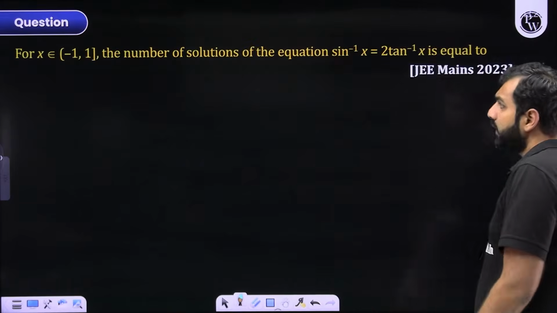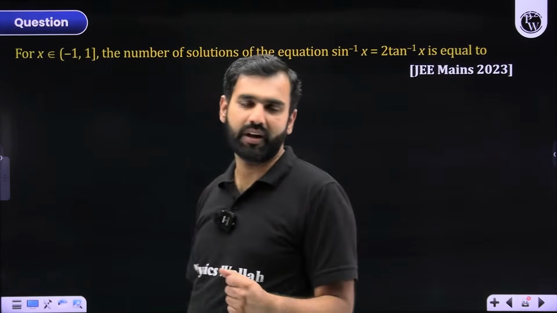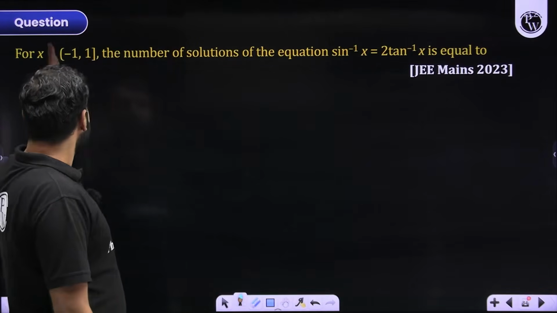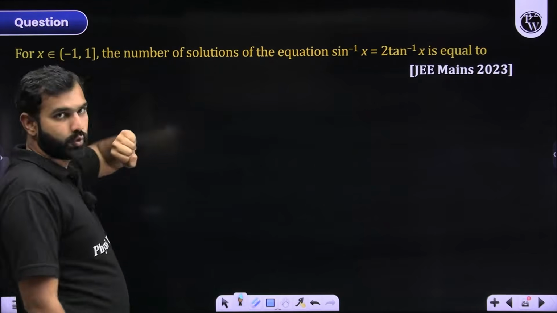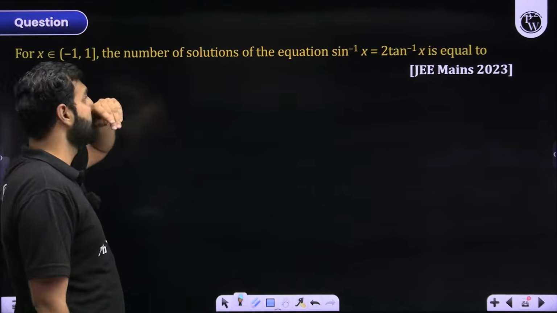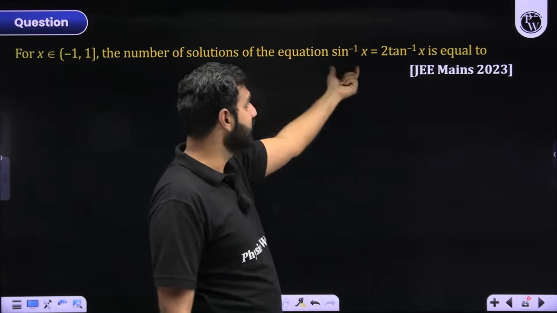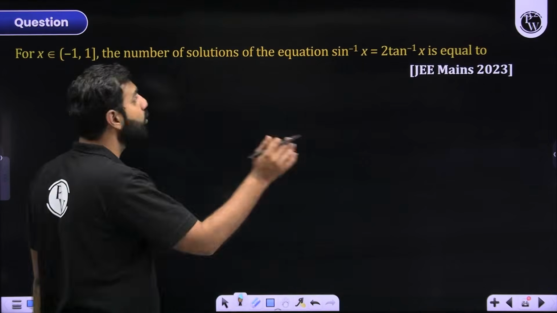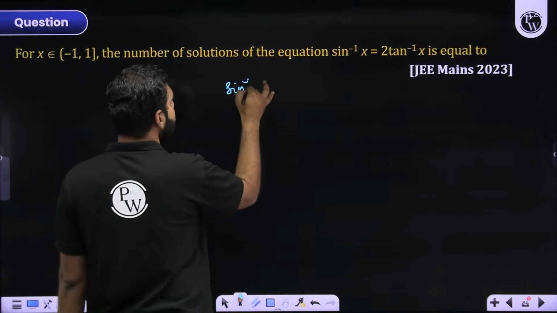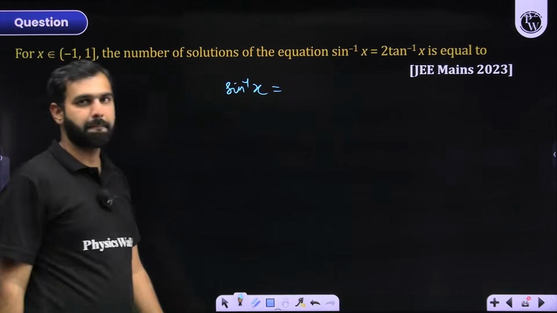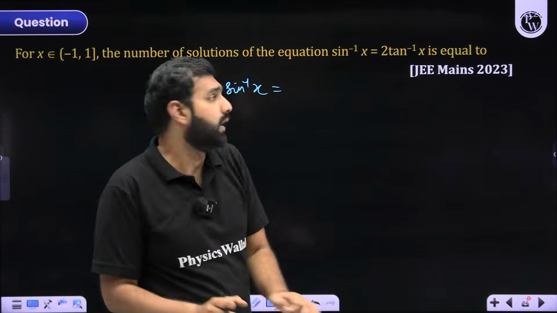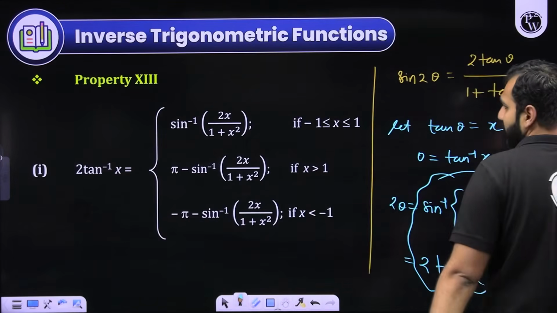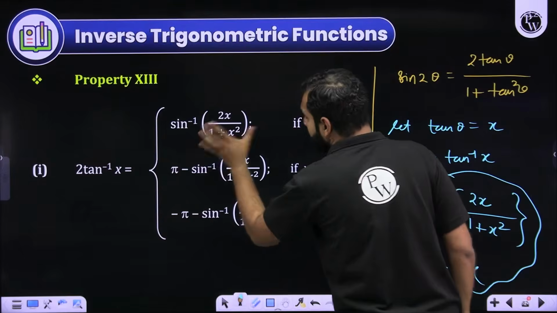Now, let me try one more question so that we get more clarity on this front. What does it say? For x in minus 1 to 1, open on minus 1, closed on 1, minus 1 is excluded, 1 is included, find the number of solutions of the equation sine inverse x is equal to 2 tan inverse x. Now look at this, how simple this question is. If you know these simple rules, I'll keep sine inverse x as sine inverse x only. Do I have any formula to convert 2 tan inverse x into sine inverse form? I think we have had a discussion here that 2 tan inverse x can be written like this only.